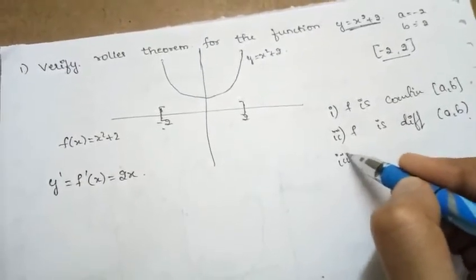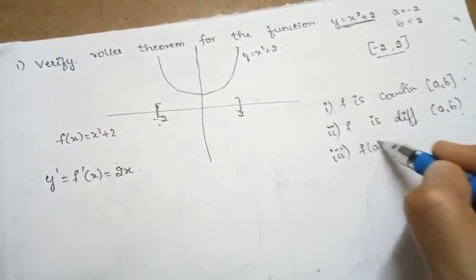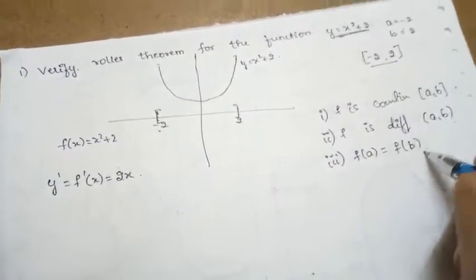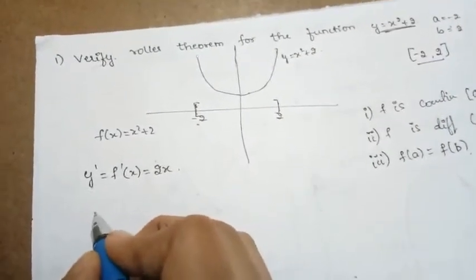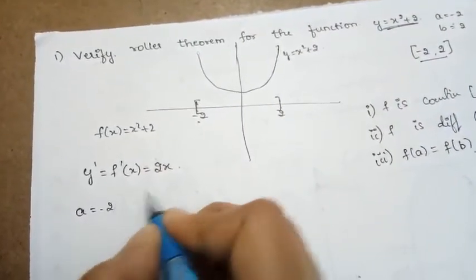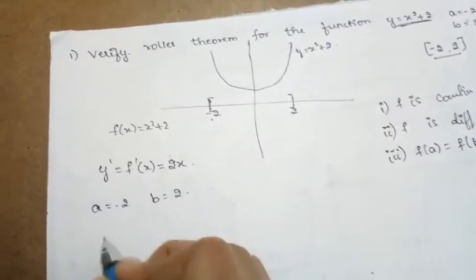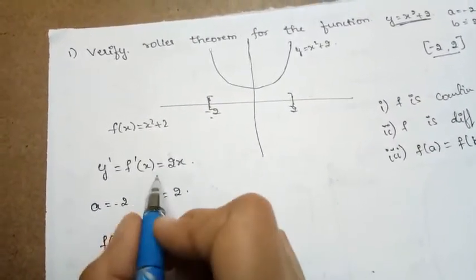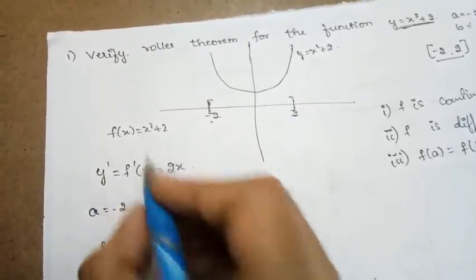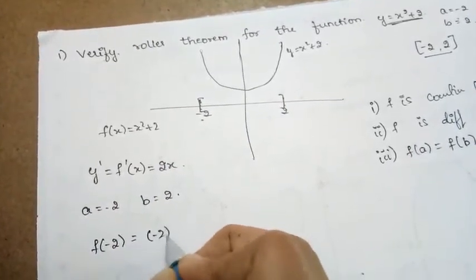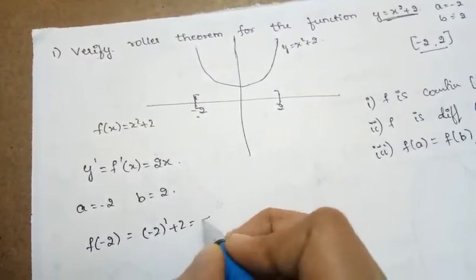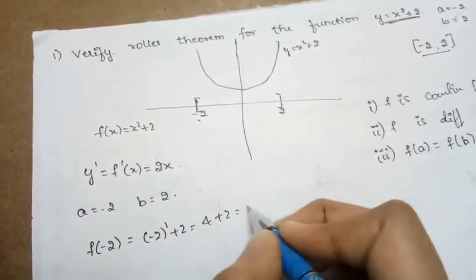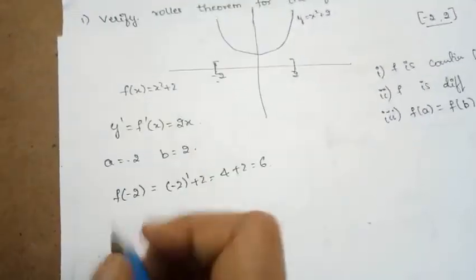What is the next thing they have said? That f of a should be equal to f of b. So let us verify that. Here a was equal to minus 2 and b was equal to 2. So f of a is nothing but minus 2 square plus 2, which is 4 plus 2, which is 6.